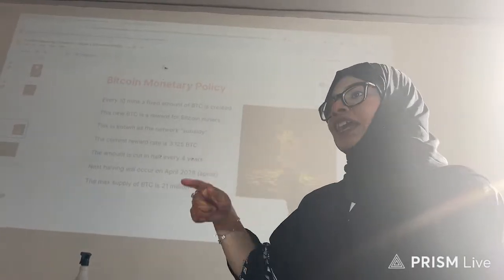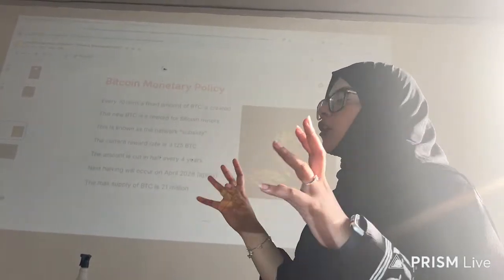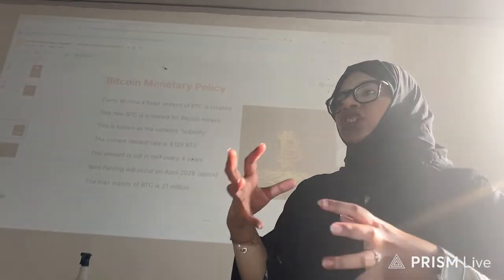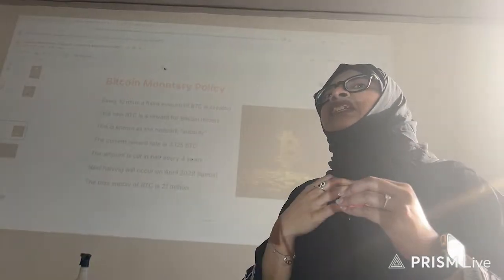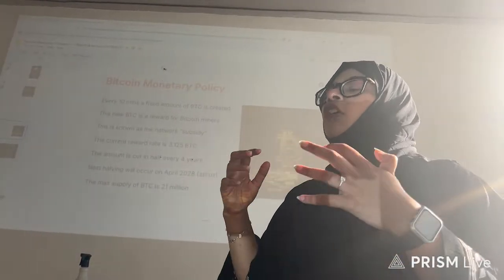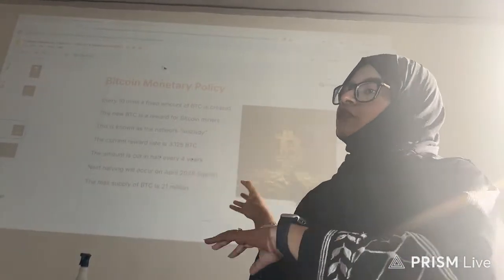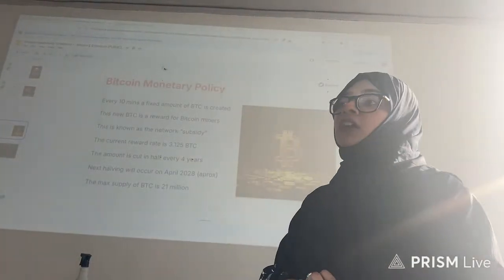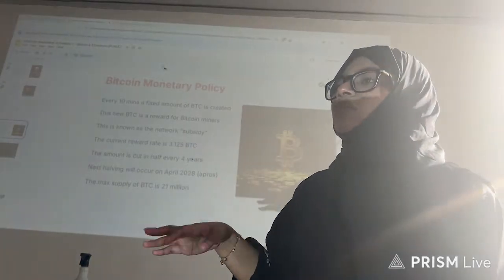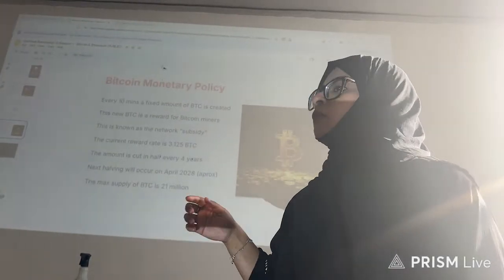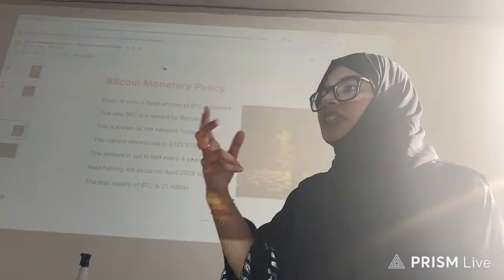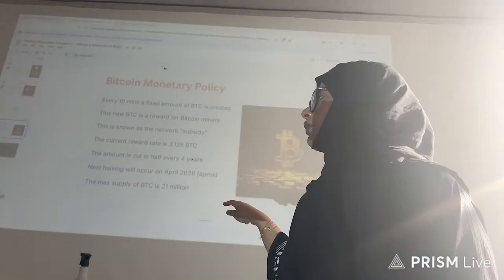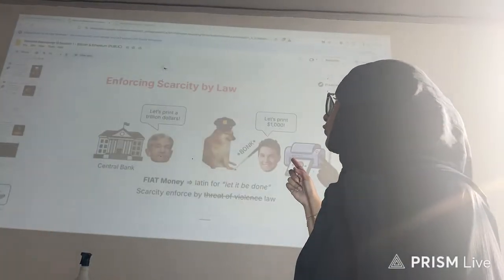Now, that is also an issue, and the reason this is called the network subsidy is because when people initially started mining, they had the motivation of getting the reward money that you get from mining a block. But because it is decreasing every 4 years, that is the reason we need to deal with the network subsidy, because if not many people are mining, then the protocol gets affected, and we're going to look into that also. I'm just going to quickly move forward and show you.